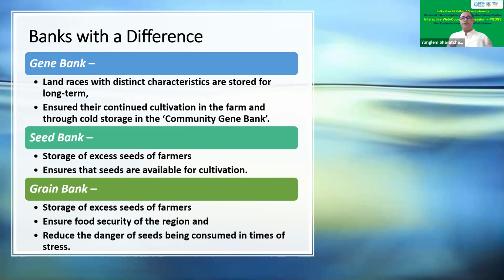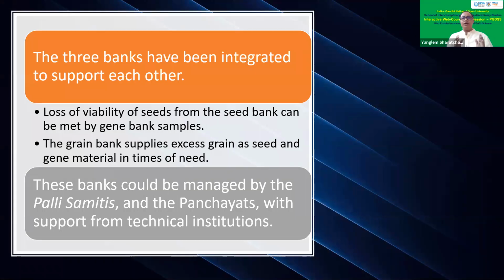In the same way, those farmers who have excess grain can store it there. When they store it there, that ensures food security in the interior region. It also reduces the danger of seeds being consumed in times of stress, right? So, if we effectively implement this with the participation of the community as an approach to community-based natural resource management, these three banks can be integrated, and they have already been integrated in this approach.